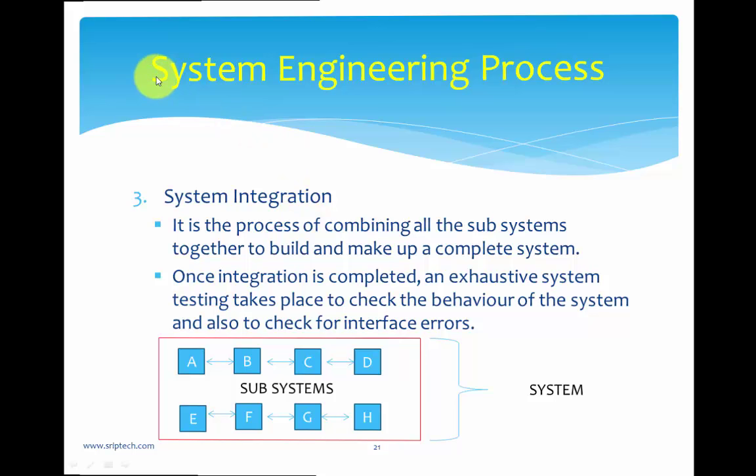So once the subsystems have been developed, now we come to the next stage of the systems engineering process, which is called system integration. Now you can see these are the different subsystems. You have A, B, C, D, E, F, G and H. There could be n number of subsystems. All these subsystems are connected with each other, and once they are connected, they become the complete system. So what is the meaning of system integration? It is the process of combining all the subsystems together to build and make up a complete system. Integration itself means combination. It combines the various subsystems and builds the main system.